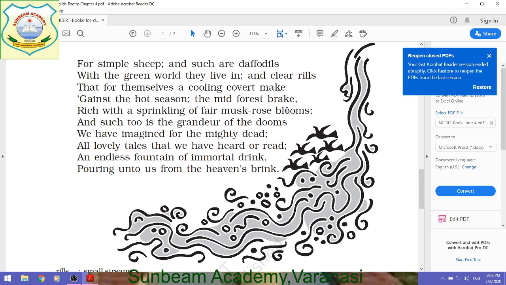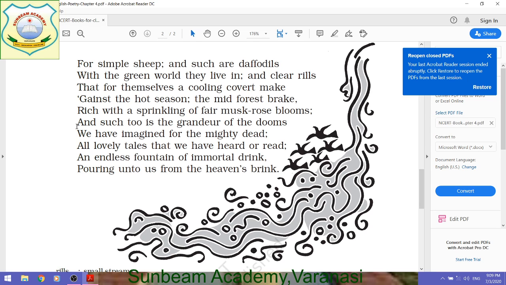the shrubs, the ferns which are grown in the mid of the forest, they are rich with the sprinkling of fair musk rose blooms. When they look towards the musk roses which are bloomed and scattered here and there in those breaks, they look very beautiful, provide joy and happiness, and soothe the eyes and soul of the passers-by.